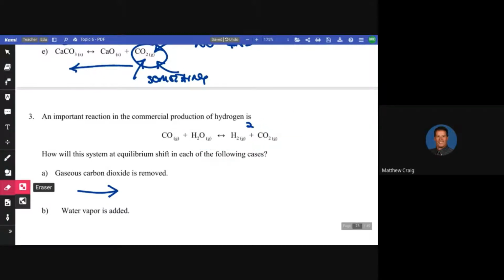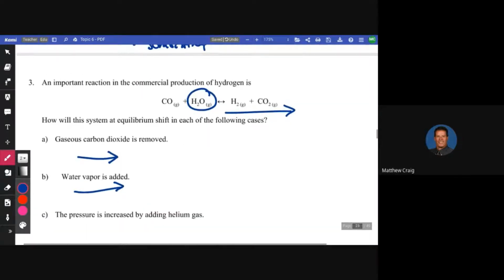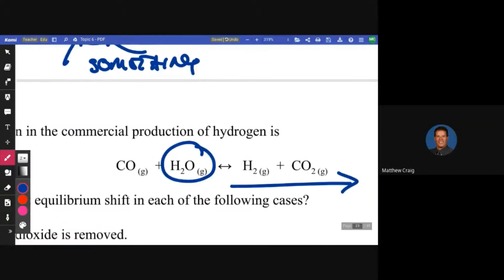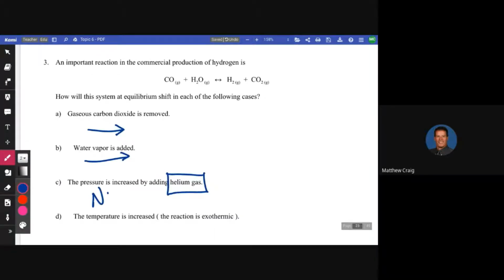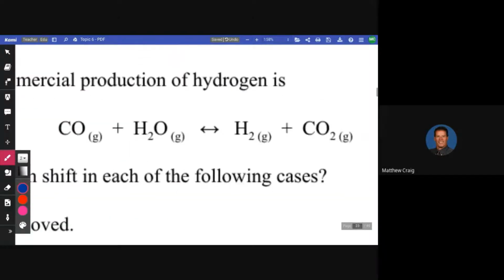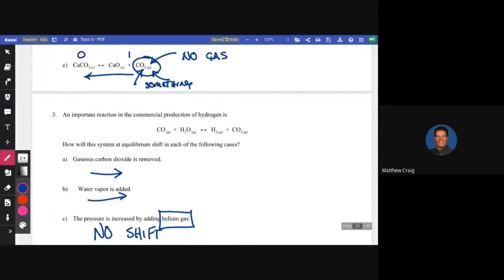In B, it says that we are adding water. So that means that we will shift away from the addition. So to the right. The pressure is added by adding helium gas. Well, I do not see helium gas in this overall reaction. So since there's no helium gas in there, no shift. Again, a gas that does not appear in the reaction will add pressure to both sides of the reactants and the products, so it won't affect anything. Inert gases have no effect.